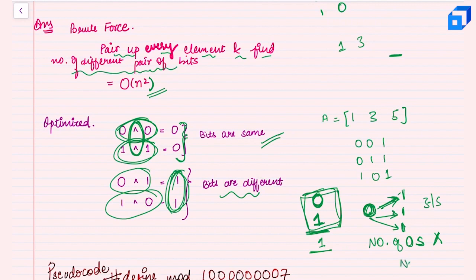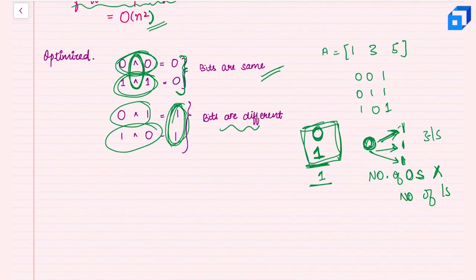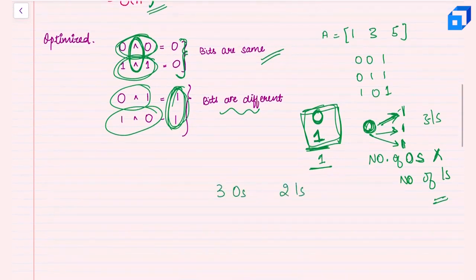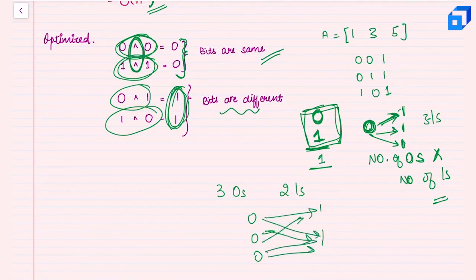I'll simply multiply it with the number of ones that are there, right? So basically, if I have 3 zeros and 2 ones, what I'll be doing is associating all the 3 zeros with all the ones, right? I'll be doing this, isn't it? So I'll be associating all of them. So essentially I'm multiplying, 3 into 2, that means 6. 6 times they'll be associated, and that means the count will be 6.